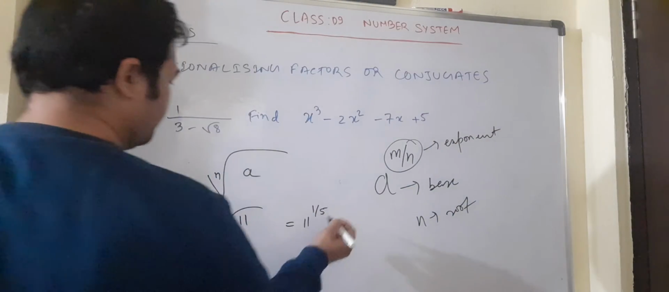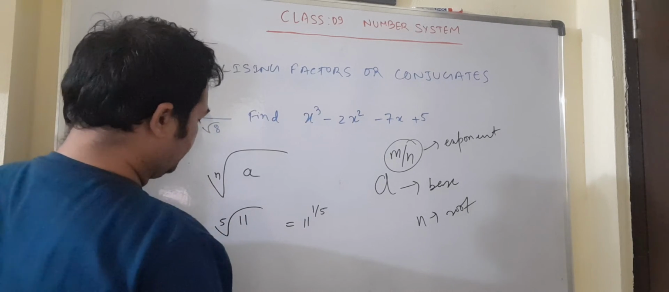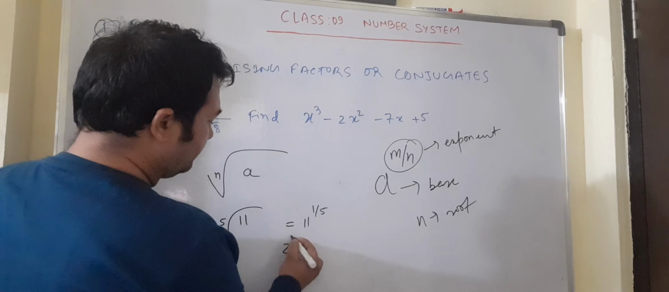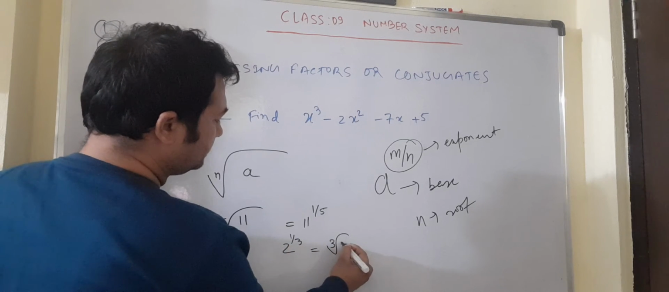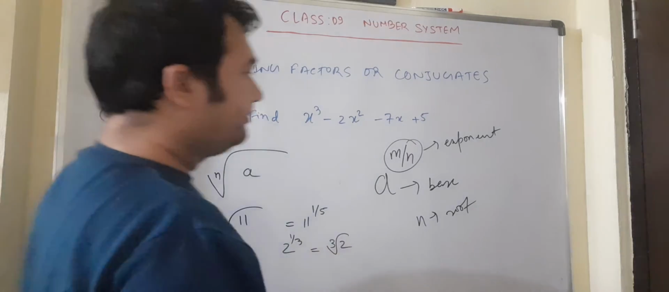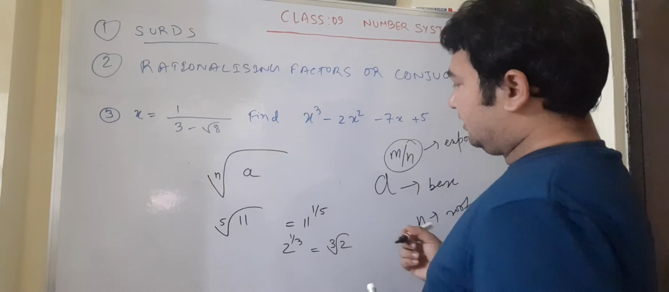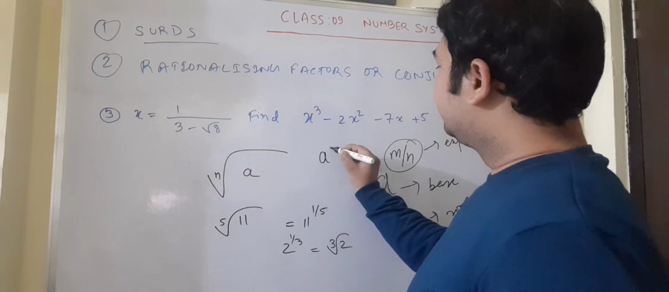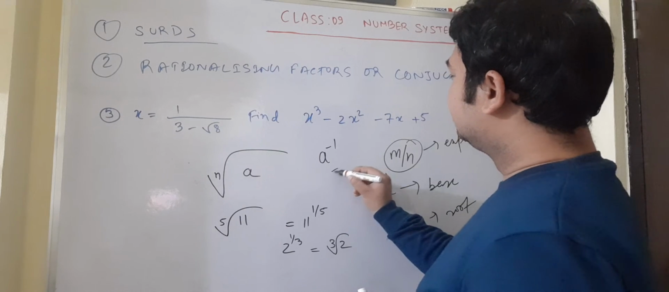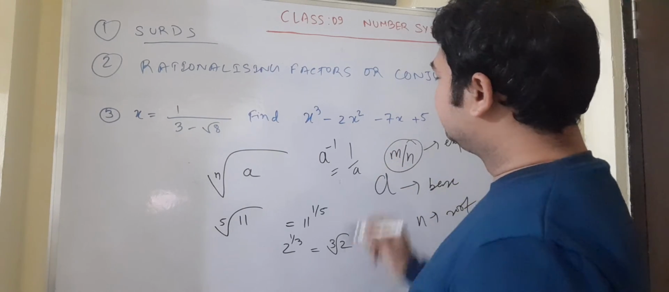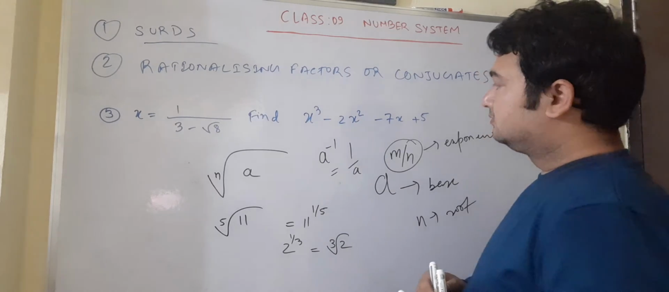So if it is 1 by 5, then it is the fifth root of 11. If we talk about 1 by 3, then it is the cube root of 2. What does this minus sign represent? If I say minus 1, it represents the reciprocal of this number.